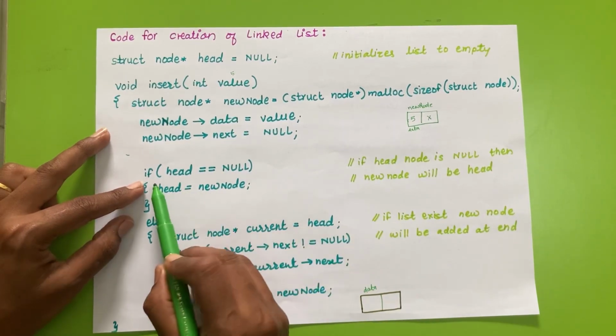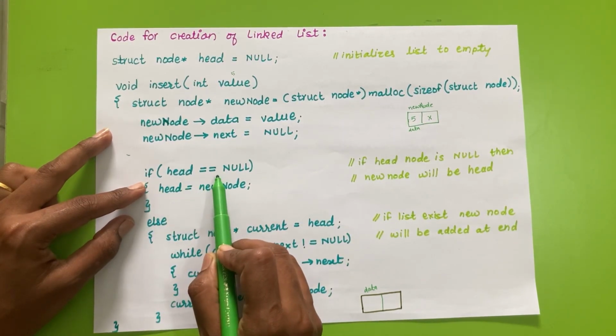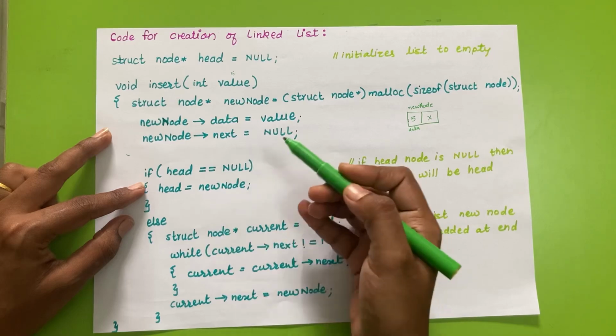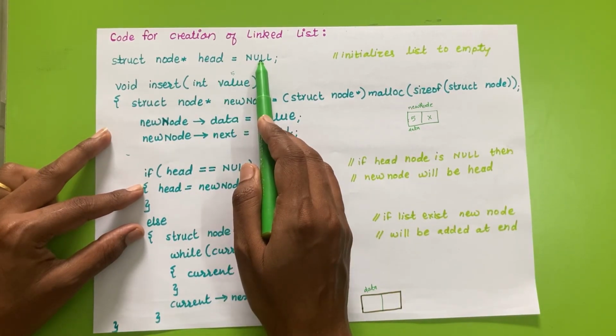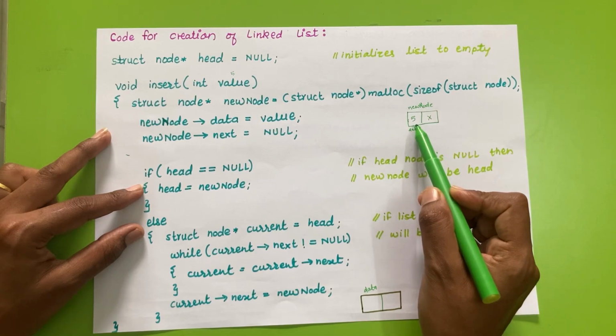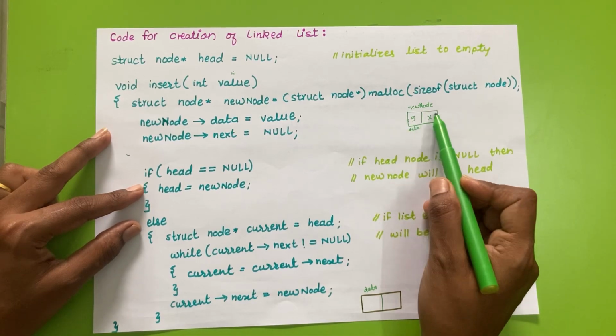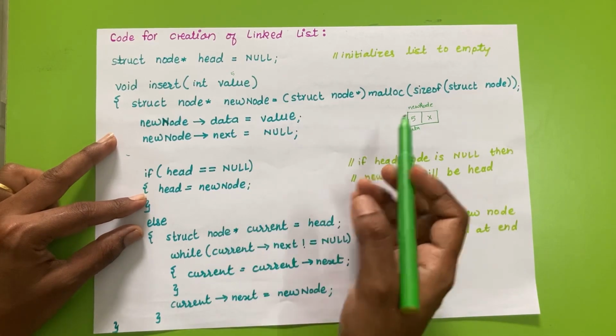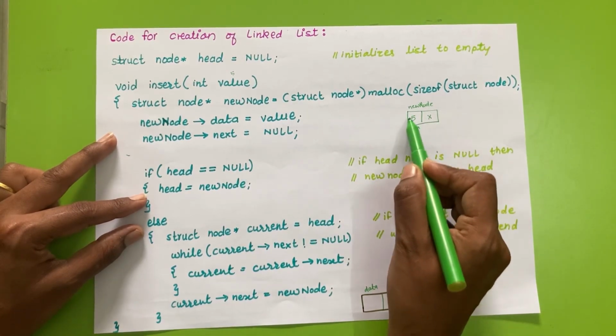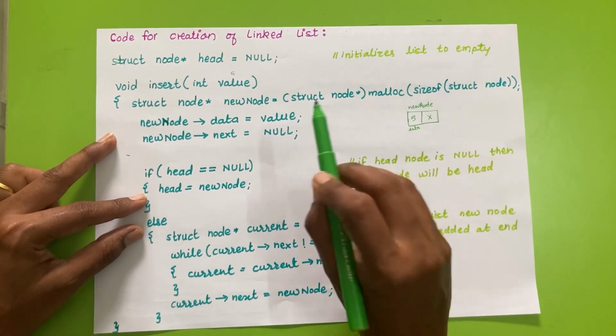Now we will move to the next line. If head is equal to null. The first time we have head equal to null. So what will be the situation now? We have to make this node the head node only, so we will copy the whole node from new node to head node.